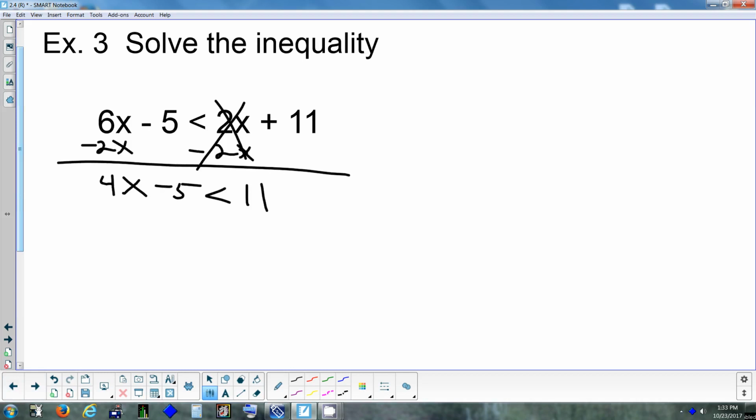Paige, what would you do next? Add 5. And if you look at what's happening, the way Leander told us to do it, the x is already on the left. That's always a good thing. They're not only positive, but they are on the left. How about Xander? What's on the right-hand side now? Yep, 16.